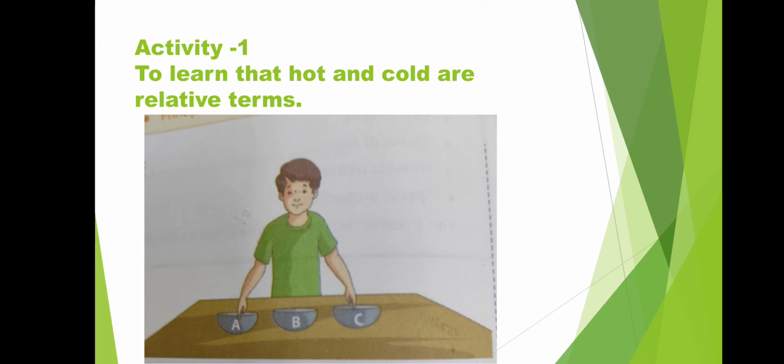You can read this activity from the book. What we have to do in this activity: take 3 bowls and mark them A, B and C. Pour cold water in bowl A, tap water in bowl B and lukewarm water in bowl C. Now dip the fingers of your right hand in bowl A and the fingers of your left hand in bowl C.